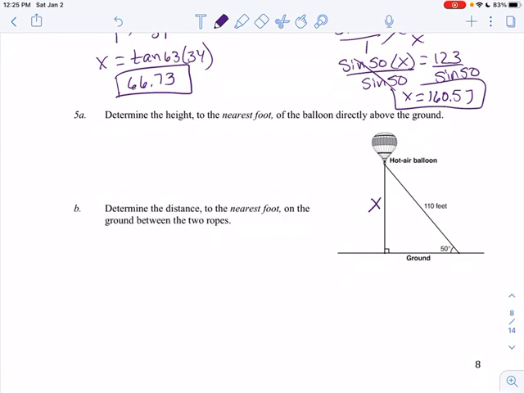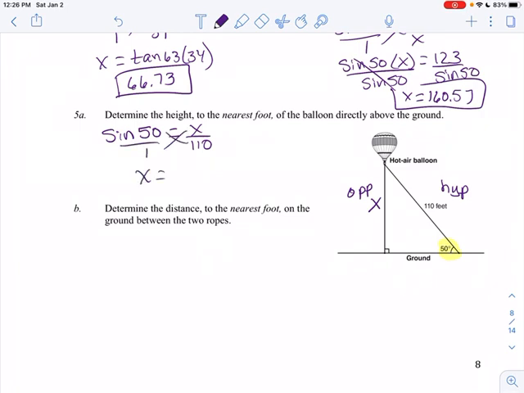So lots of times I have problems like this with kites. This one happens to be a hot air balloon. So this is my angle. And this side is opposite and this side is hypotenuse. So I'm going to use sine because I have opposite and hypotenuse. So sine, the angle is 50. Opposite, which is x, hypotenuse is 110. I put a 1 under here and I cross multiply.